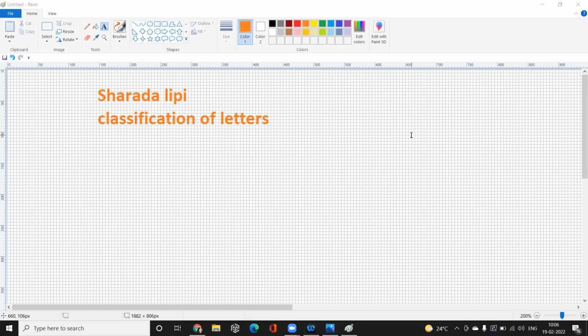Yes. So what I was saying is that this classification of letters will help you all to understand how we write the conjuncts, the half letters in Shaada Lipi. You must have already seen how we write the conjunct Ksha. So this is also a conjunct, a combination of two letters together.